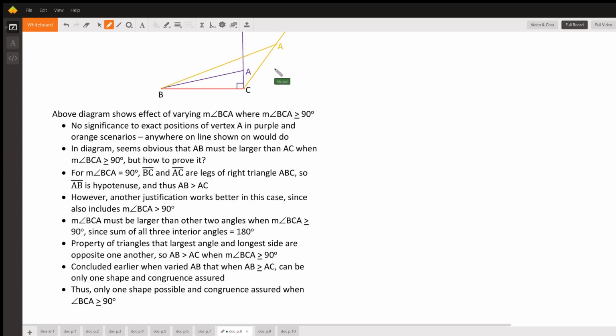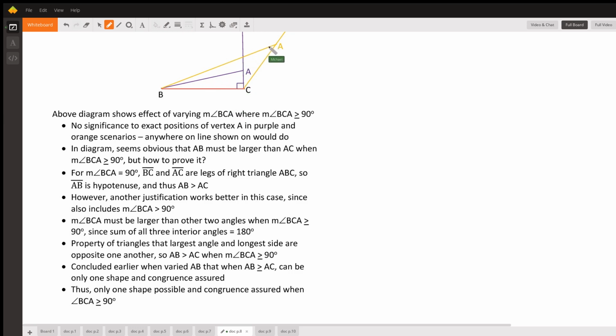And that is that when this angle is 90 degrees or more, it's guaranteed to be the largest of the three interior angles of the triangle. Even if it's 90, the other two add up to 90. Even if it's 1 and 89, 90 is still bigger than either of the other two. And it's a property of triangles that the side opposite the biggest angle is the longest.